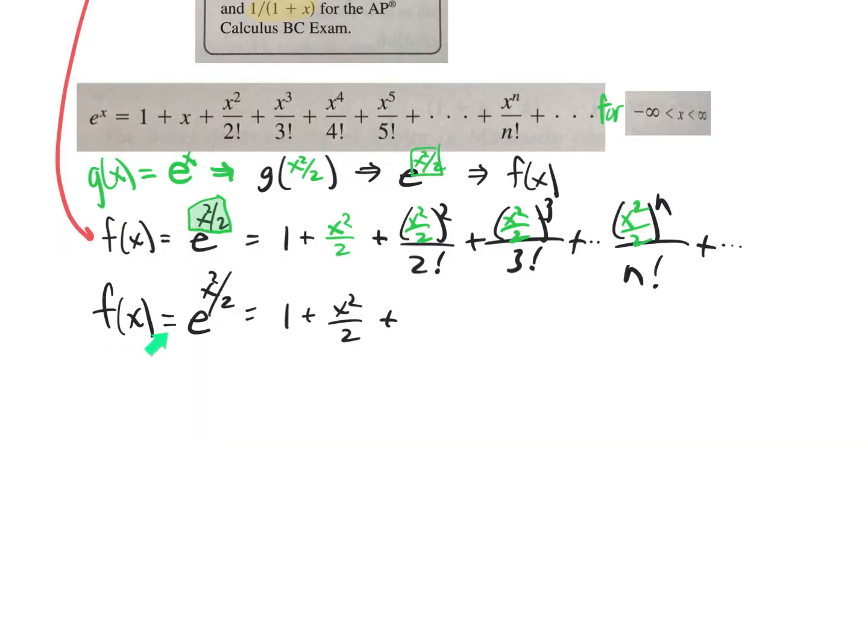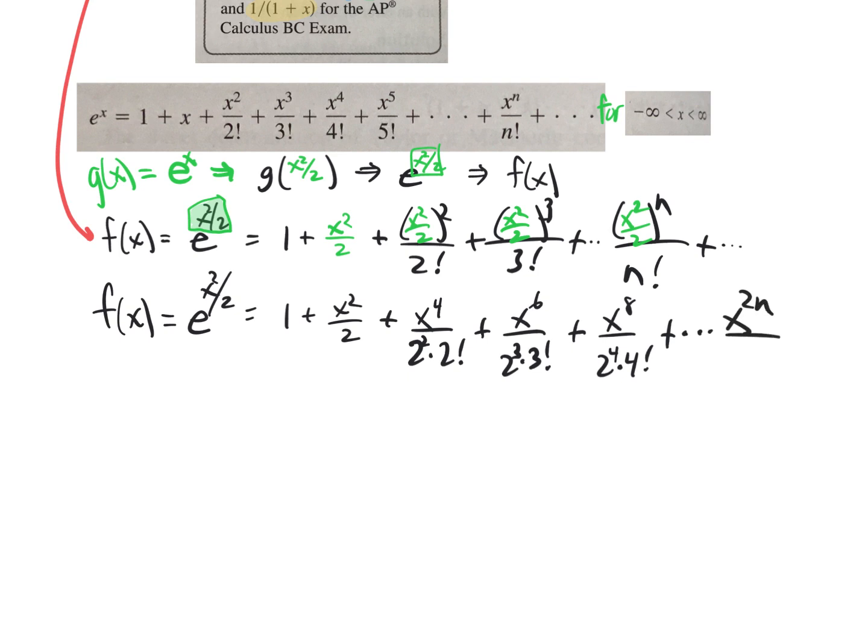So summarizing, the series for this function is 1 plus x squared over 2 plus x to the 4th over 4 times 2 factorial plus x to the 6th over 2 to the 3rd times 3 factorial. Next one will be x to the 8th over 2 to the 4th times 4 factorial. And that's the pattern that continues: x to the 2n over 2 to the nth power times n factorial.